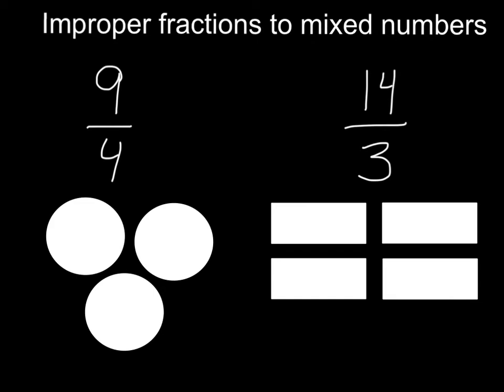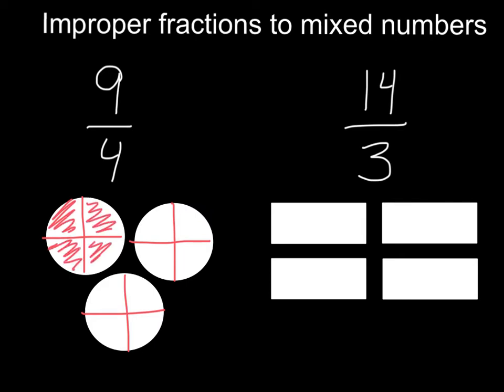We know we have fourths, so we create some shapes that are cut into fourths and see how many we need to fill up 9 pieces. So I could use 4 pieces to fill in the first shape. It takes another 4 pieces to fill in the second shape, and then 1 extra piece to get me to 9 total pieces. So I have 9 pieces that are each 1/4 of a shape.